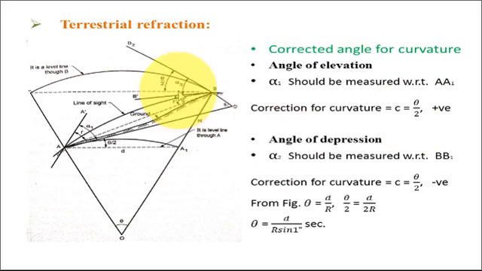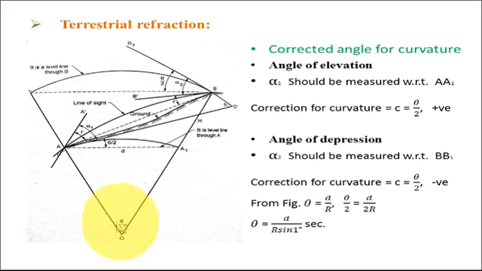And in case of the angle of depression, the true angle of depression again means two dotted lines. This is the true angle of depression, and the observed angle is alpha 2. But theta by 2, the correction for curvature, is above the dotted line. That means we have to subtract. So C is equal to theta by 2 with a minus sign. So you have to reduce it to get the true angle of depression.